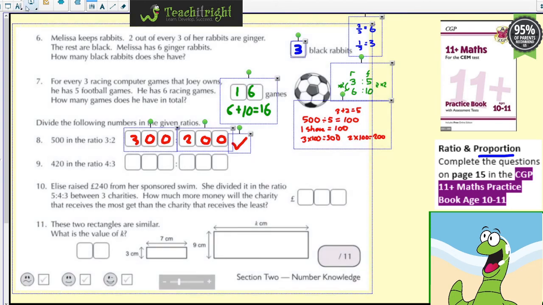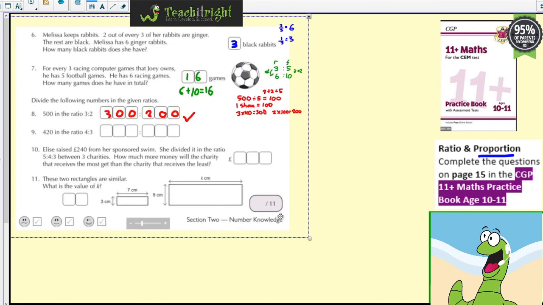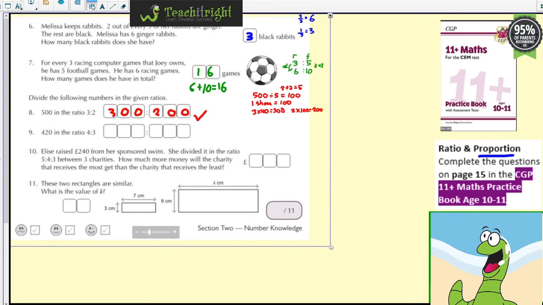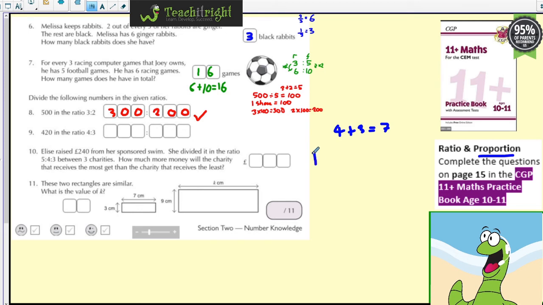So if I do this, I can just make myself some more room. Hopefully you can still read that nice and clearly. So let's do this one. So again, let's follow my own advice. So 4 plus 3 is 7. So I'm going to be dividing this 420 into 7 shares. So let's do that.